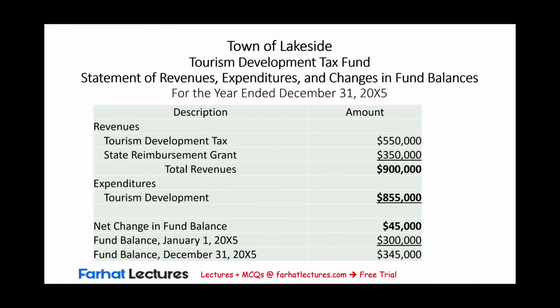Let's take a look at the statement of revenue, expenditure, and changes in fund balance. Revenue, we have tourism development tax, $550. I showed you how we recorded this. We have revenue from the state government of $350, total revenue of $900,000. Our expenditure totals $855; revenues minus expenditure equals that increase in the fund balance of $45. Basically, think of it as net income or net profit, but we don't have this. It's net change in fund balance, plus the beginning fund balance. The ending fund balance as of December 31st, X5, is $345,000.